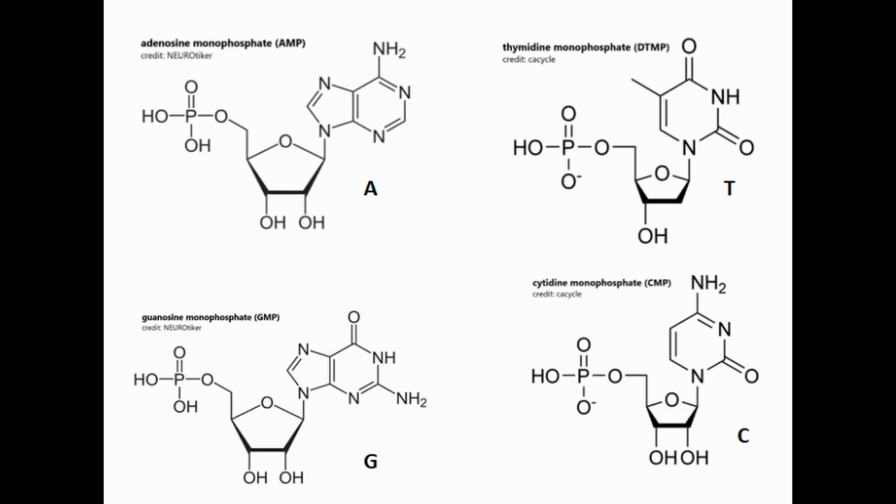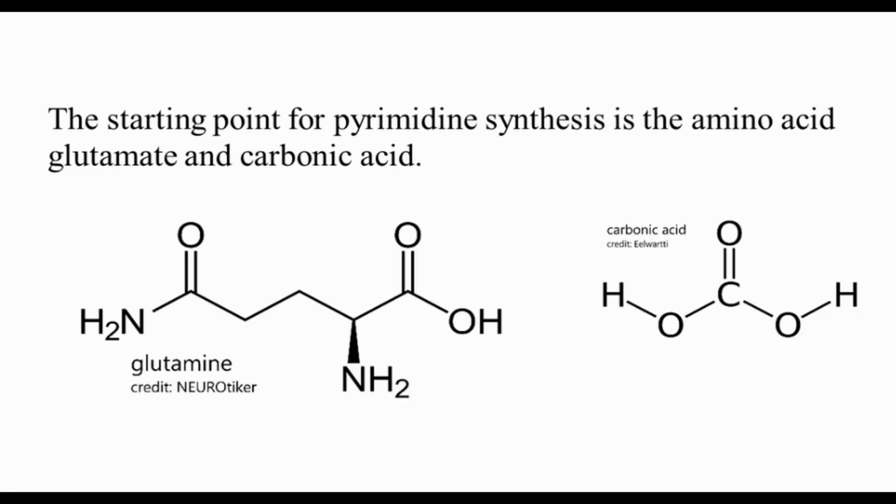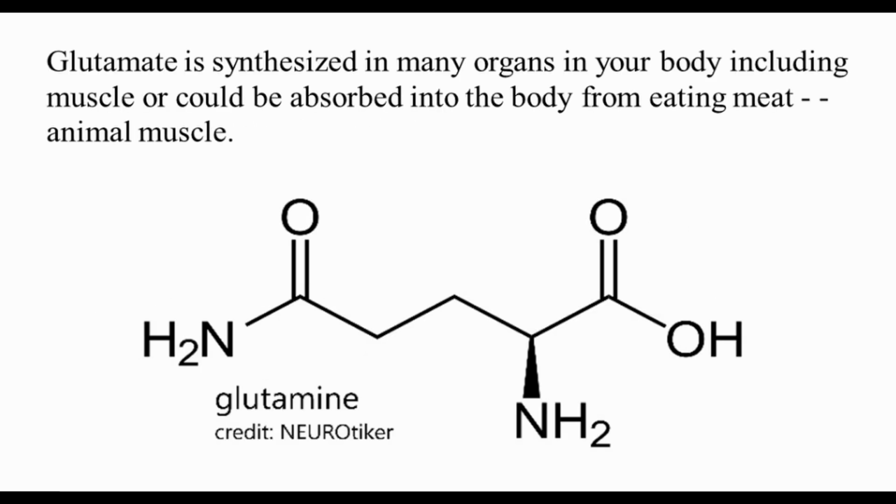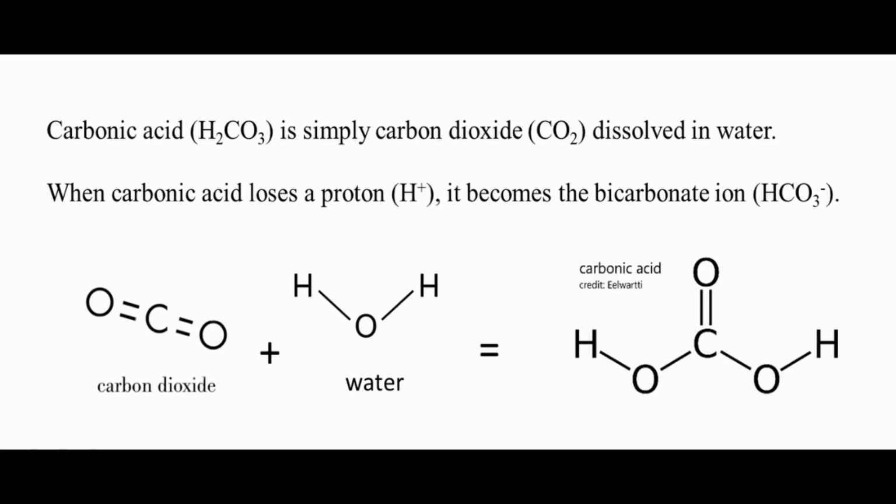The construction or synthesizing of any one of these nucleotides is a multi-step process involving many enzymes, amino acids, and energy from ATP. The starting point for pyrimidine synthesis is the amino acid glutamate and carbonic acid. Glutamate is the most abundant amino acid in your blood. Glutamate is synthesized in many organs in your body, including muscle, or could be absorbed into the body from eating meat, an animal muscle. Carbonic acid H2CO3 is simply carbon dioxide CO2 dissolved in water.